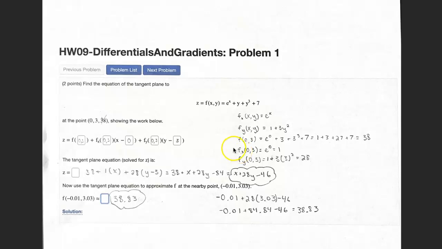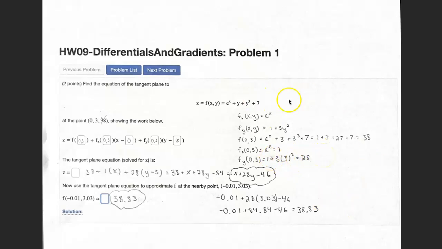partial derivative. Did f of x, 0, 3, e to the 0, what's that? It's always 1. And then f of y, 0, 3, came back up to f of y. I was like, okay, that's going to be 1 plus 3 times 3 squared. 3 times 3 squared is 27, plus 1, that's 28.